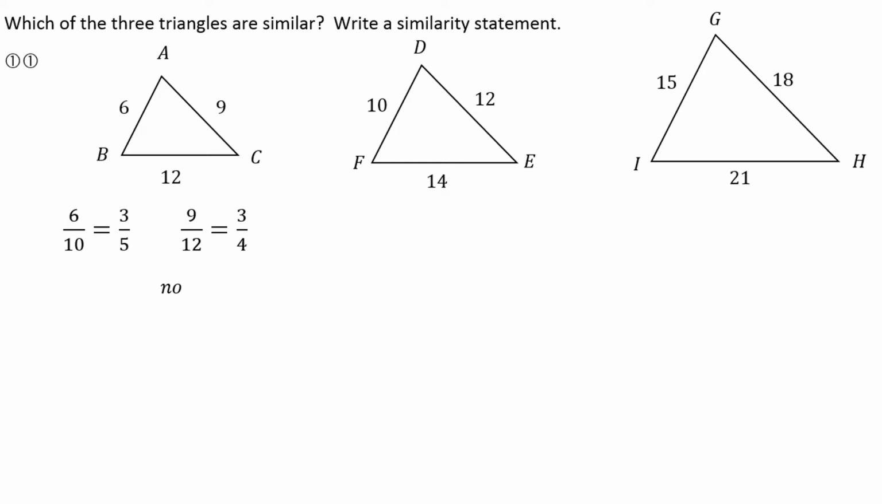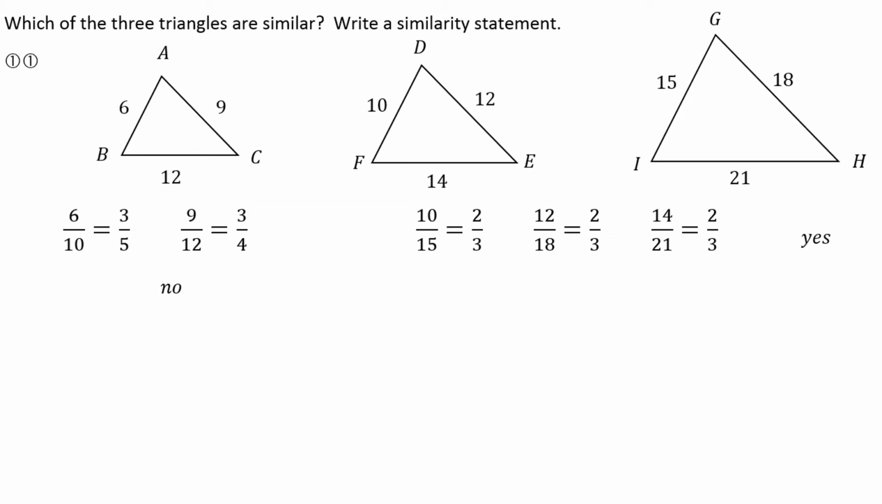Let's try the second and third triangle. Okay, so if I compare 10 to 15, that reduces to 2/3. If I compare 12 to 18, hey, that also reduces to 2/3. But wait, there's a third side. 14 compares to 21, that's 2/3. Okay, so the second and third triangles are similar to each other. I don't need to check the first triangle with the third triangle, because if the first triangle was not similar to the second triangle, it's also not going to match the third triangle.